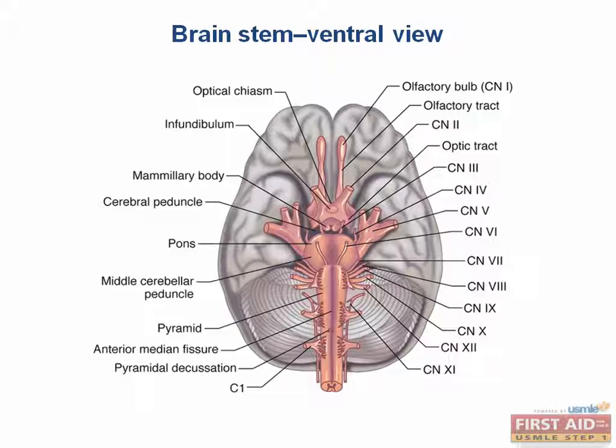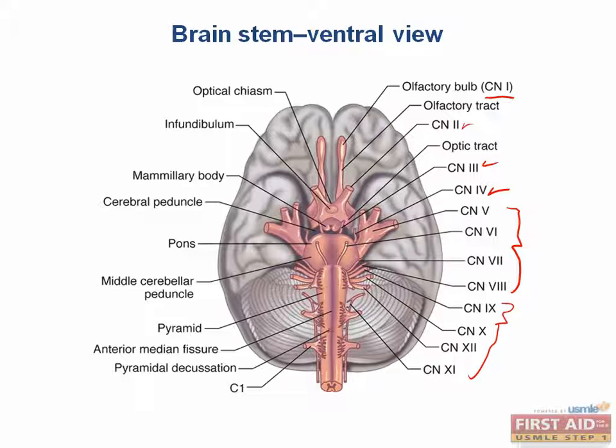So you should notice that cranial nerve 1 is very closely associated with the cerebrum, whereas cranial nerves 2, 3, and 4 are associated with the medulla. Some of it is hidden here from view. Cranial nerves 5 through 8 are located at the level of the pons, whereas cranial nerves 9 through 12 are at the level of the medulla.